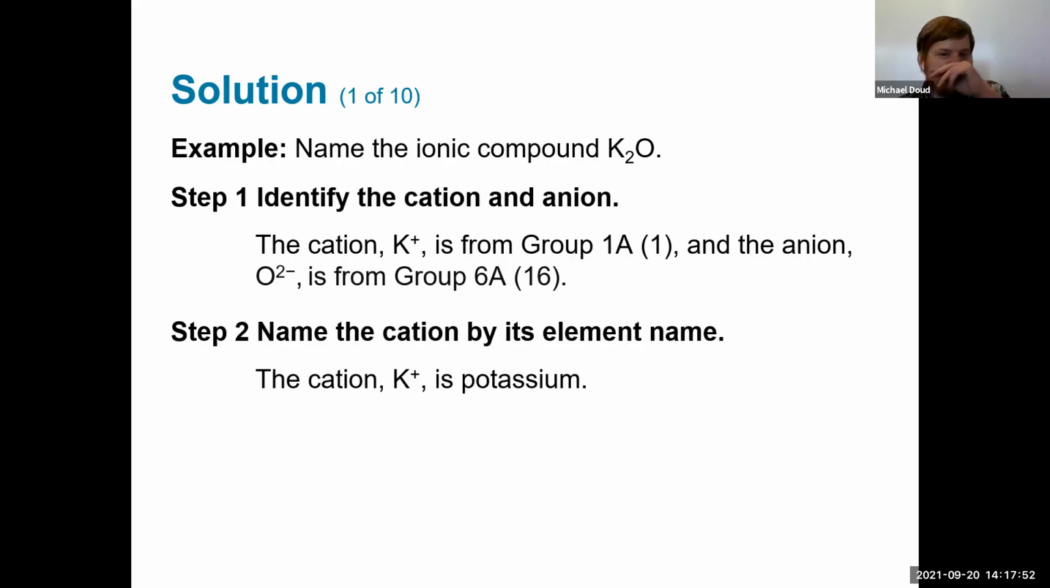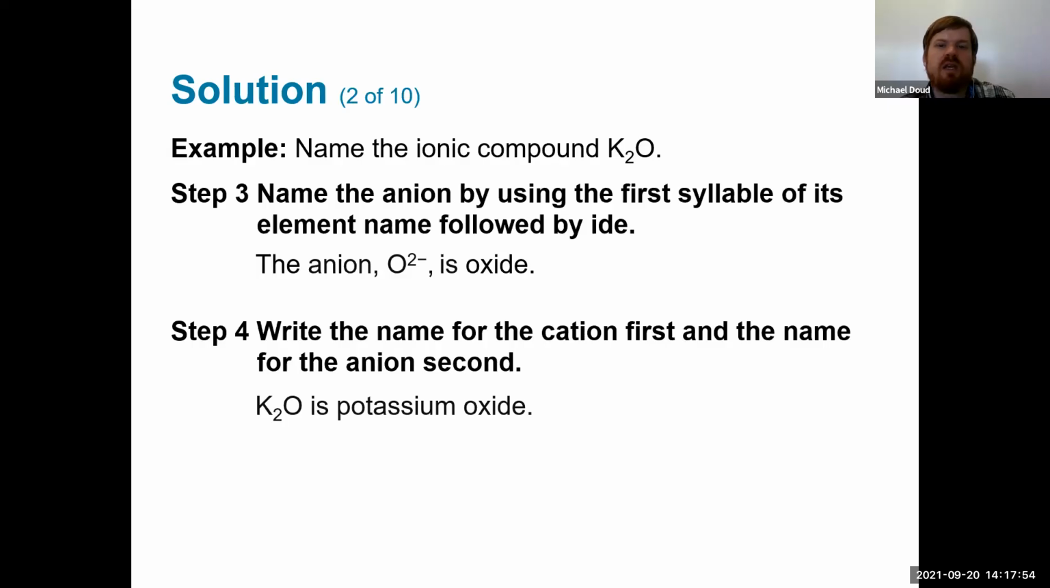Then we name the cation by its element name, that's potassium. Name the anion by its name, minus the last syllables, plus IDE, that becomes oxide. Then we just put those two words together, it becomes potassium oxide.